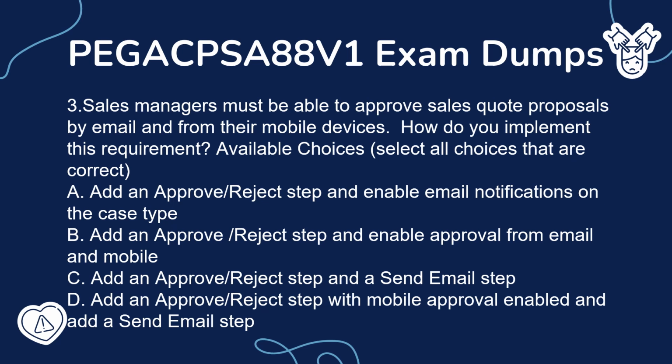A. Add an approve/reject step and enable email notifications on the case type. B. Add an approve/reject step and enable approval from email and mobile. C. Add an approve/reject step and a send email step. D. Add an approve/reject step with mobile approval enabled and add a send email step.